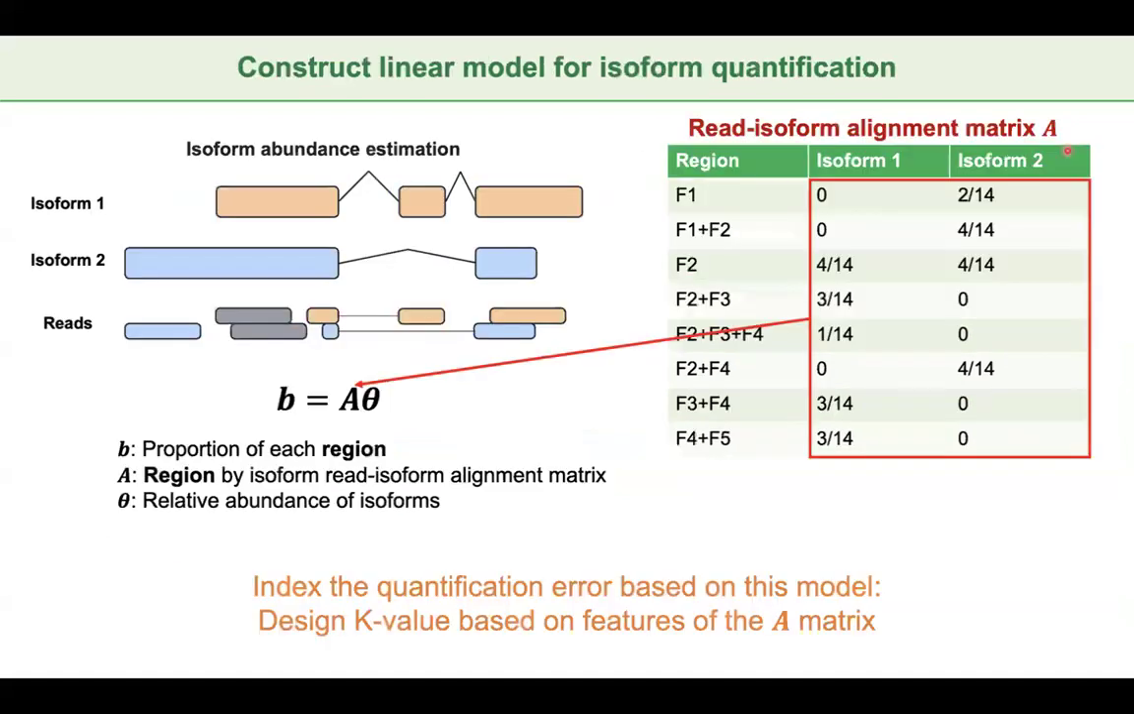Now we can clarify the definitions in this linear model. B is the proportion of reads in each region, and A is a matrix of probability that a region of reads is originated from the corresponding isoform. So the problem becomes how to evaluate the quantification error based on this model. To achieve this, we design our k-value measure based on the characteristics of the A matrix.